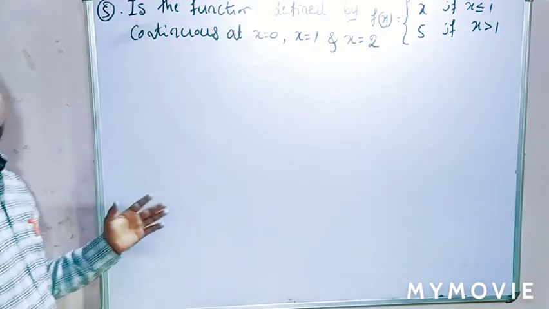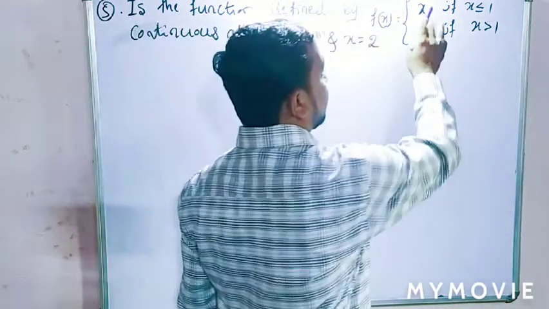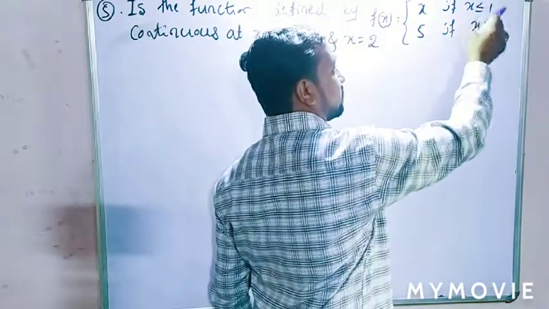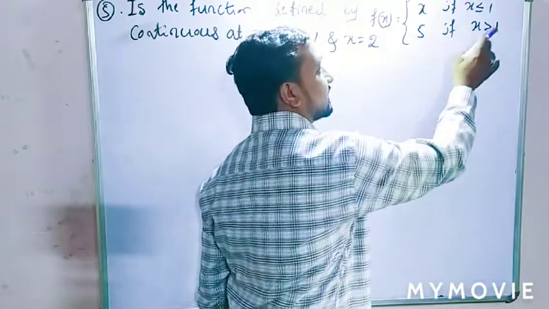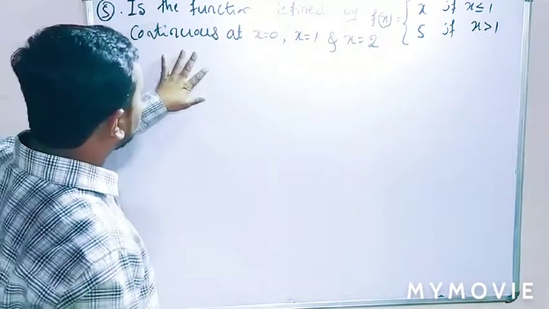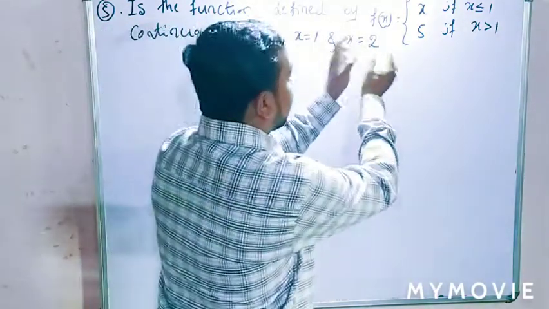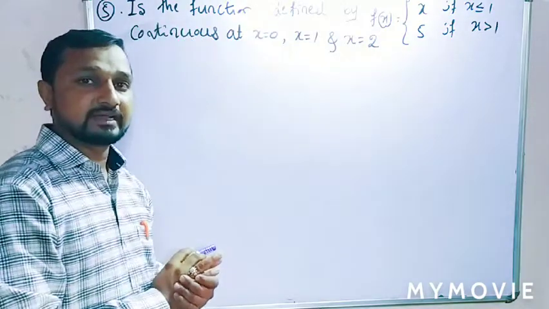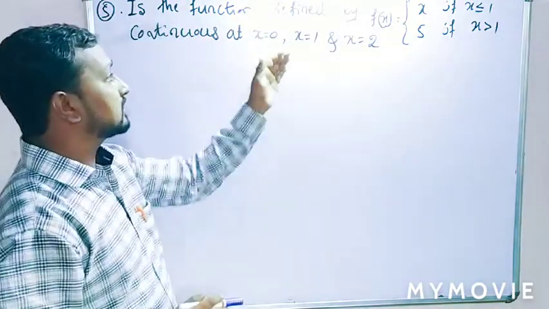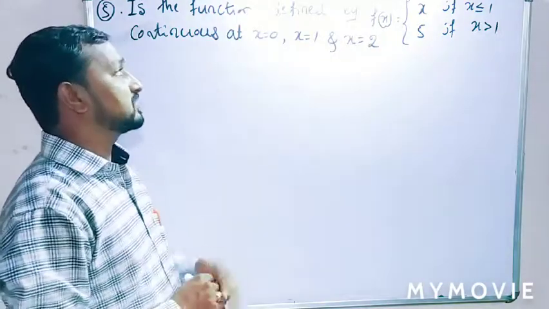Students, in this example, the function defined by f of x is equal to x if x is less than or equal to 1, and 5 if x is greater than 1, is continuous at x equal to 0, x equal to 1, and at x equal to 2. Is that clear? So at these three particular points, we have to check whether the function is continuous or not. Okay.